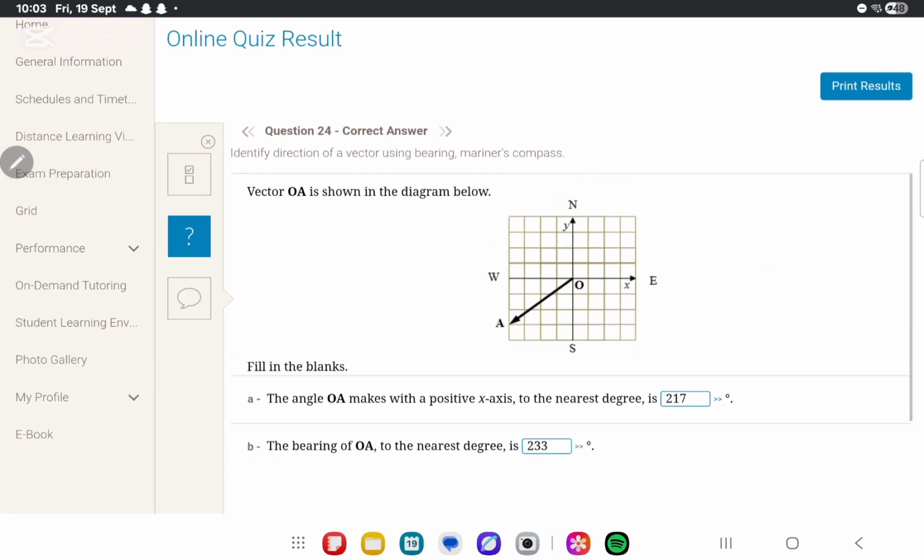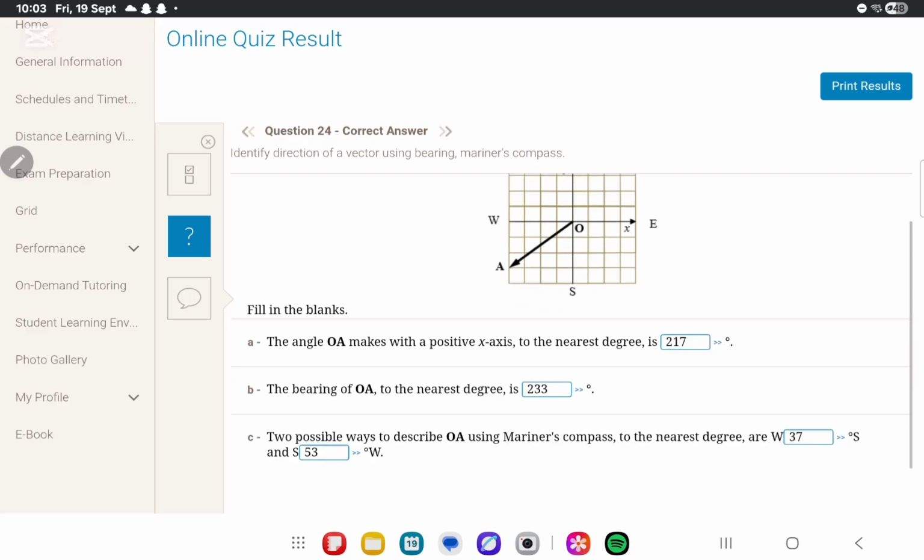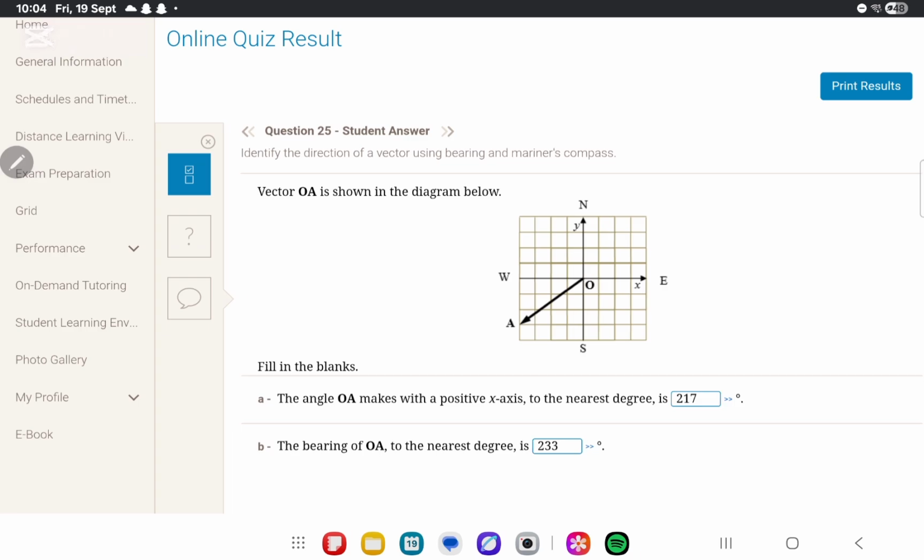Now, two possible ways of describing this using Mariner's compass. I start off west and then I move 37 degrees south. As you can see, this is again a repeated concept. Okay, it was in the quiz before. I explained this maybe 30 minutes ago. And I can start off south and move 53 degrees west. So that's exactly what we're gonna write. W 37 degrees S and S 53 degrees W.